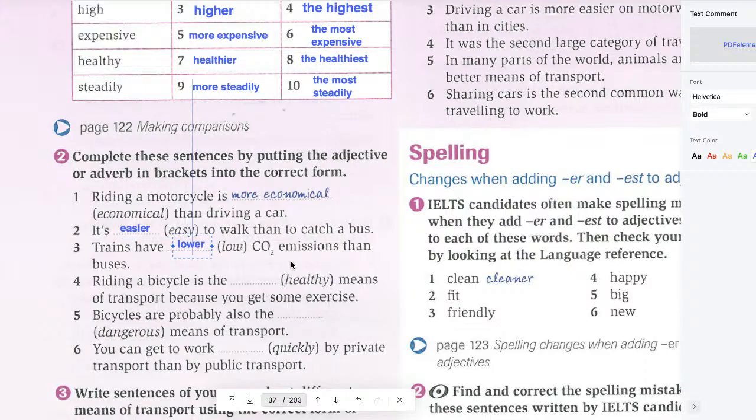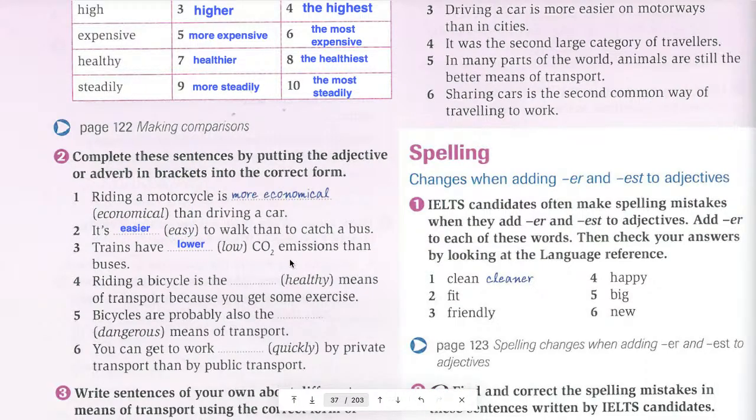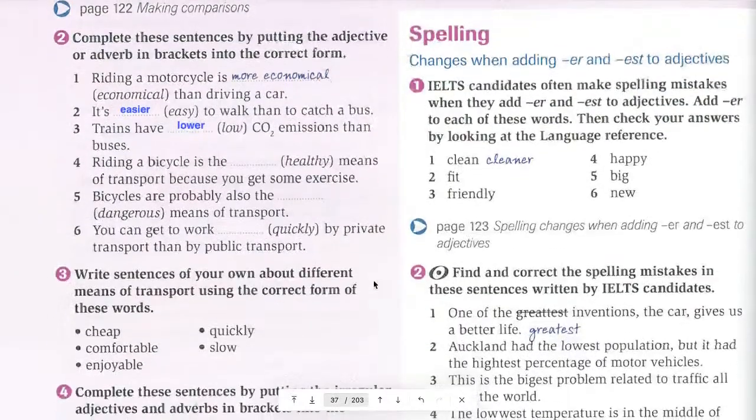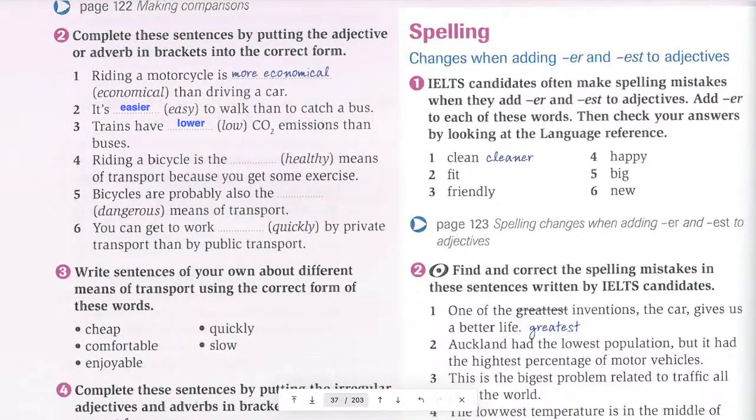No, we don't say the lowest. You see than? Yeah, you can underline the word than. When you see the word than, that means we need to use the comparative form, not the superlative form, right? So trains have lower CO2 or carbon dioxide emissions than buses. Okay? Now number 4, Duy Tân.